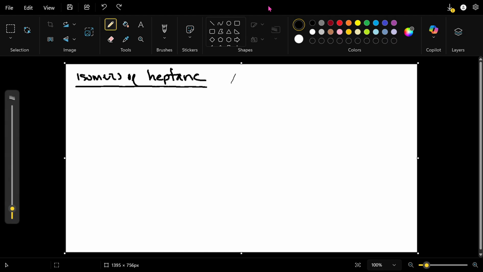Hello, so for this assignment, I'm going to be finding the isomers of heptane. And so heptane has 7 carbons in its chain. Okay, and so the ones that I've chosen, I'll try drawing it out.